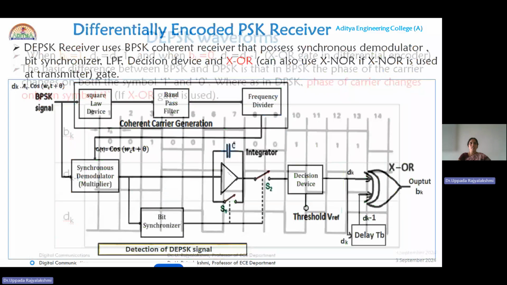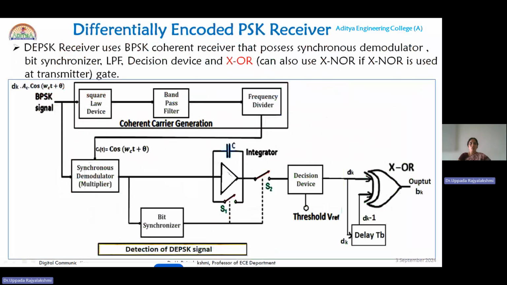Next, let us see the DEPSK receiver. In this receiver, we already discussed that it is a combination of BPSK receiver followed by the only extra element added, which is an XOR gate. Here, the coherent carrier generation consists of 3 blocks: square law device, band pass filter, and frequency divider by 2. The input here is the noisy BPSK signal. Sorry, this is differentially encoded PSK. In this differentially encoded PSK, the general form is dk into AC cos omega ct. Here, let us introduce theta as a phase variation.